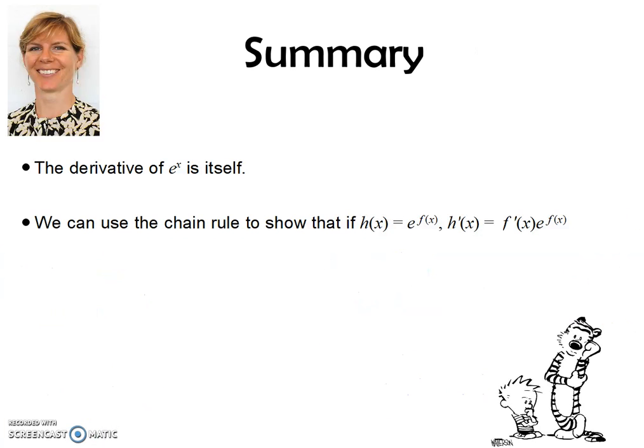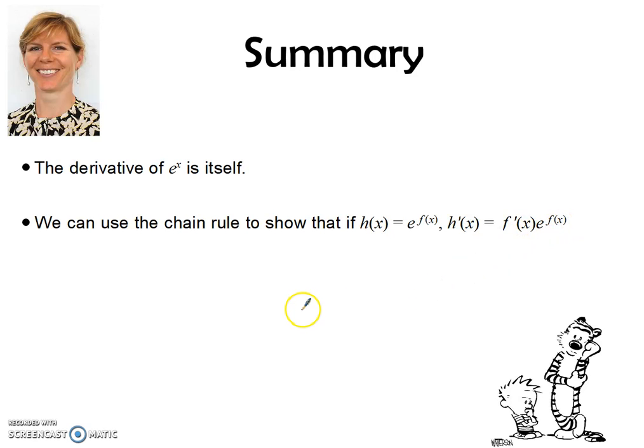So that's really all there is to it for calculus with Euler's number, at least to start with. The basic thing to remember is that the derivative of e to the x is itself. This is really handy. And we can use the chain rule to show that if you've got h of x is e to the power of f of x, then you just differentiate the index, bring that down the front, using brackets if necessary, and then multiply by the original function.